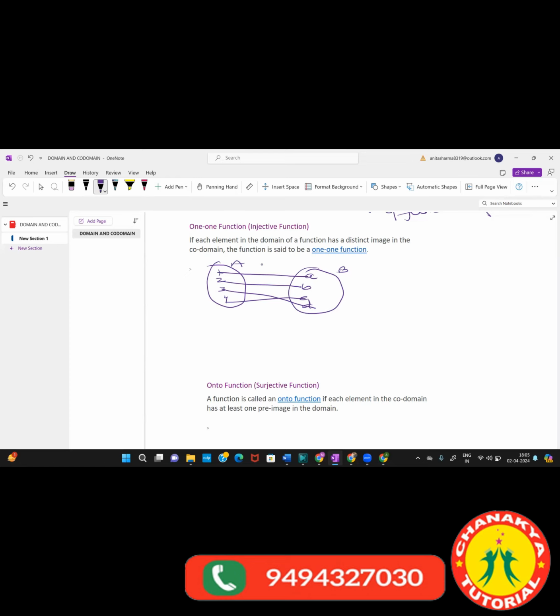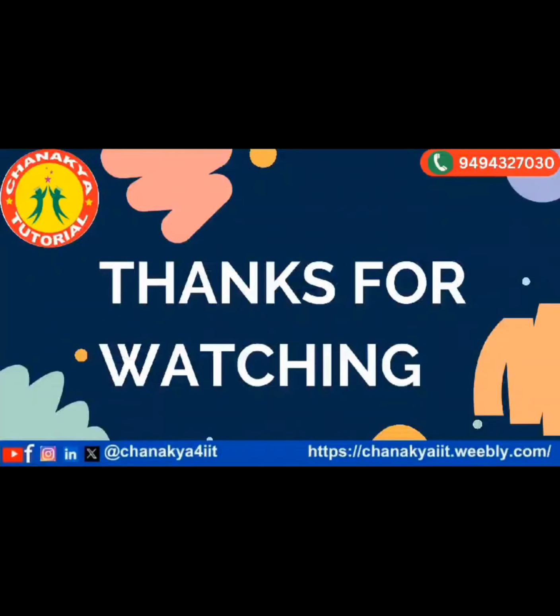Clear? Suppose you are given this set. Suppose this is your set A and this is your set B. 1, 2, 3, 4, and this is A, B, C, D. And suppose 1 has image A and image B, and 2 has image C and image D. So here one element of A has two images. So this is not one-one. Understood, beta?